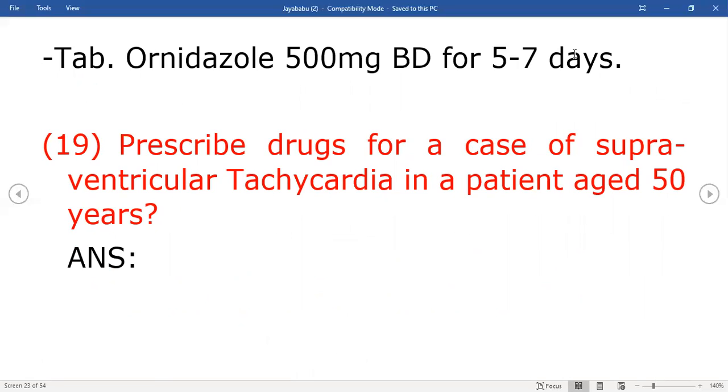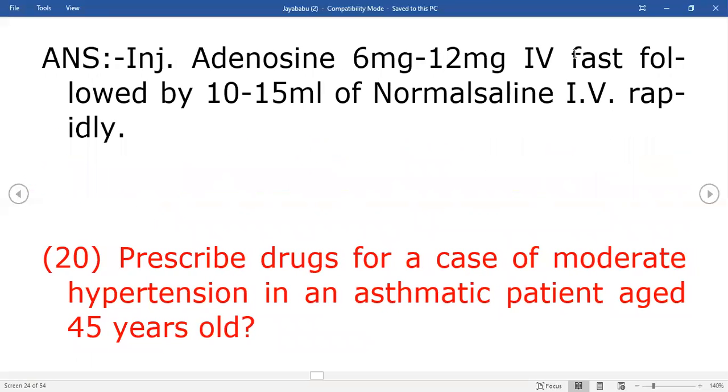Now, prescribed drugs for a case of supraventricular tachycardia in a patient aged 50 years. So here the patient is suffering with supraventricular tachycardia of age 50 years. So what are the possible drugs you need to advise for this patient?